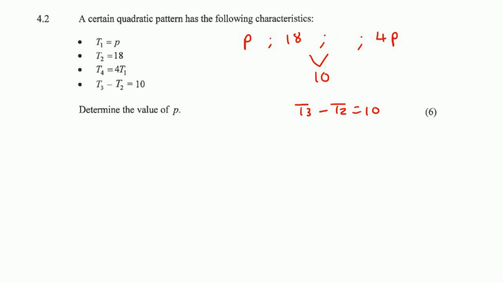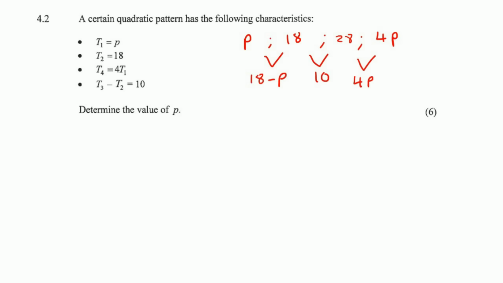So if you didn't know what this one is, you could call it an x, and then you could say x minus 18 is equal to 10, and then x would be 28. Okay, so we know that that one is 28 now. What we can now do, I think the best thing we could do now is just to keep filling in the differences. So we know that this is 18 minus p.